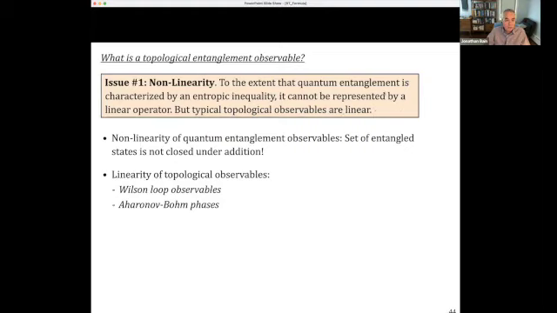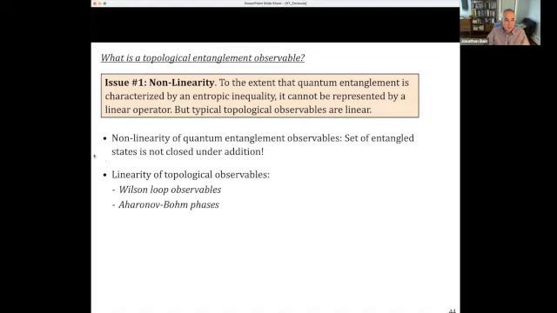And with respect to this question, I think there are three concerns that we need to be aware of. And the first involves nonlinearity. So the concern is this: to the extent that quantum entanglement is characterized by an entropic inequality, it cannot be represented by a linear operator. But typical topological observables can be represented by linear operators.